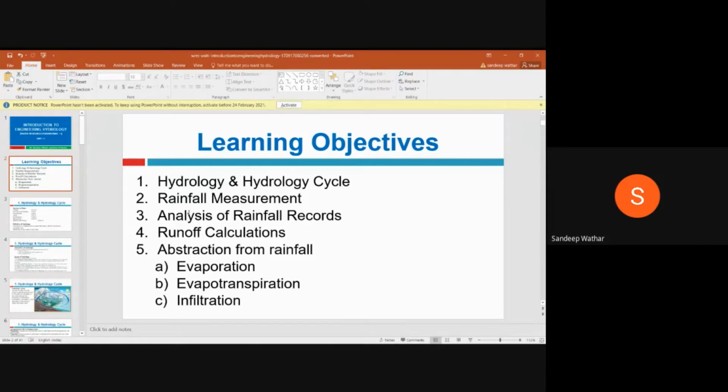Then we need to understand runoff calculations, how to calculate the runoff. Then we'll see evapotranspiration and evaporation. There are two different things. Evaporation is different, evapotranspiration is different. I'll explain that later. The last one is infiltration. These are the abstractions that take place from the earth surface. The water gets abstracted. So this is our objective, and if we complete this, our first part almost gets completed. First two modules get completed.